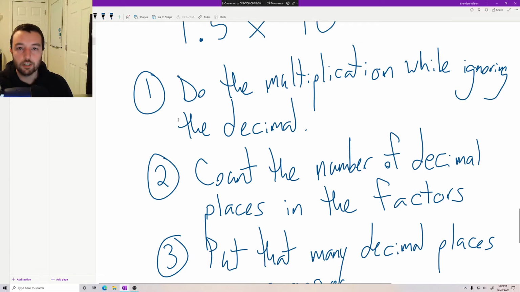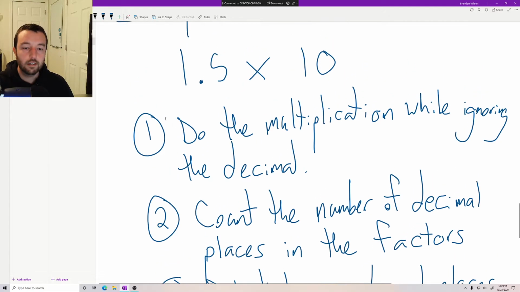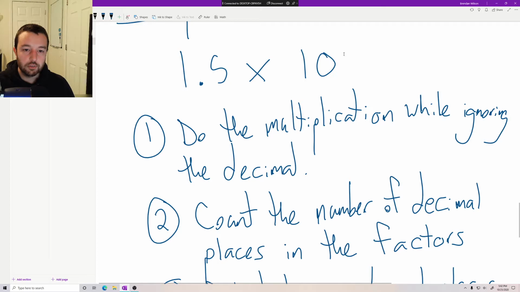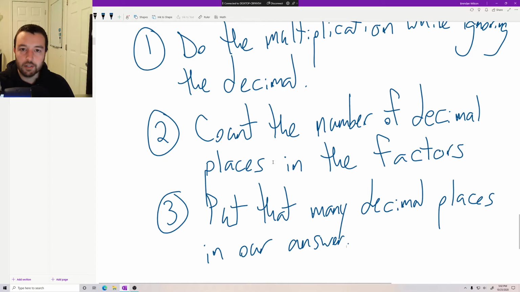But step 1 is just ignore it. So let's go ahead and do that. By the way, the one I chose, if we were just doing 1.5 times 10, we know we're just going to move the decimal to the right once, so we should get 15. So let's do this method and make sure we get 15.